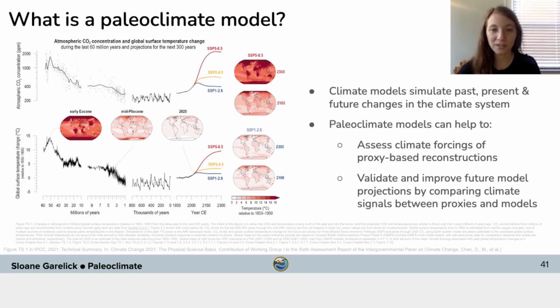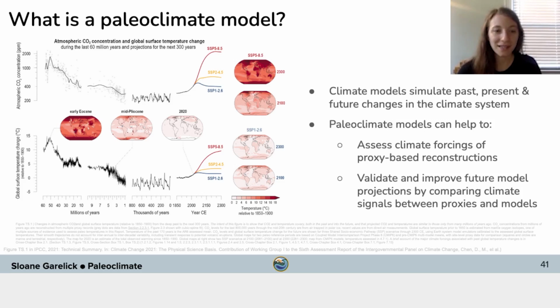The figure on the left is showing changes in atmospheric CO2 and surface temperature over the past 60 million years. The black lines are proxy-based climate reconstructions, and the colored lines are future projections of temperature and CO2 change. And the maps are all simulated temperatures from paleoclimate models.